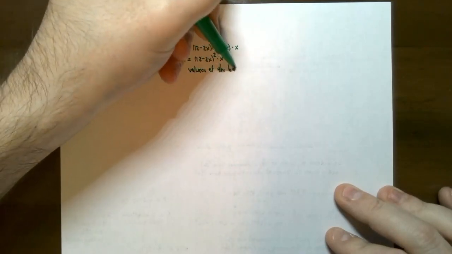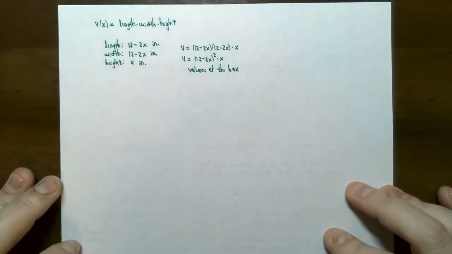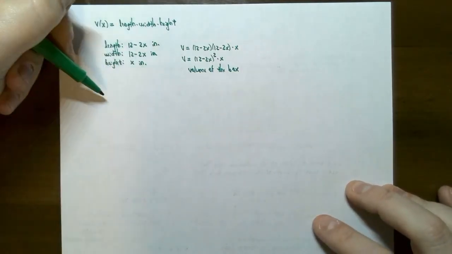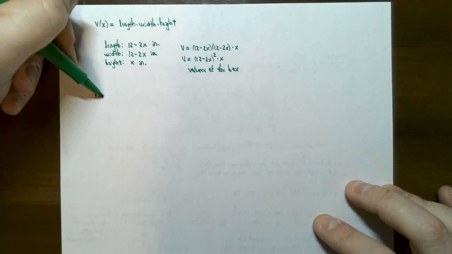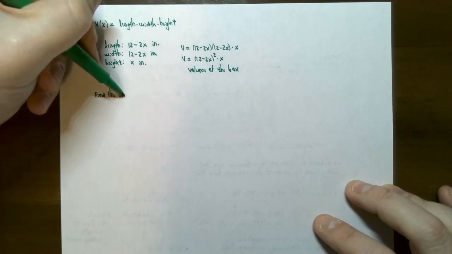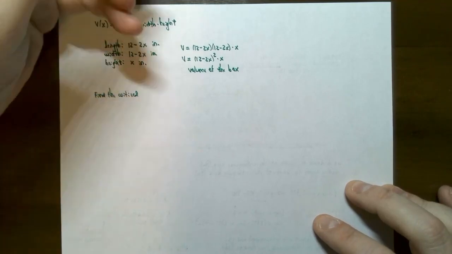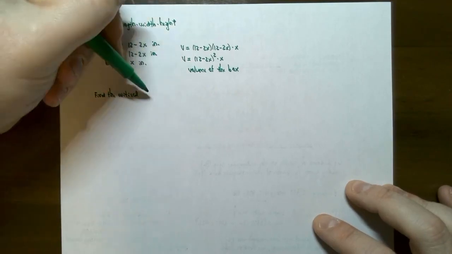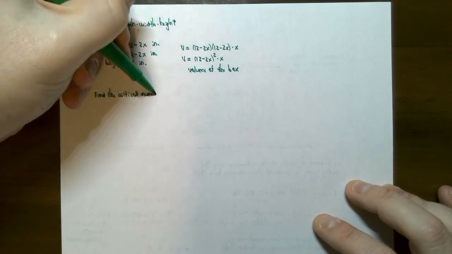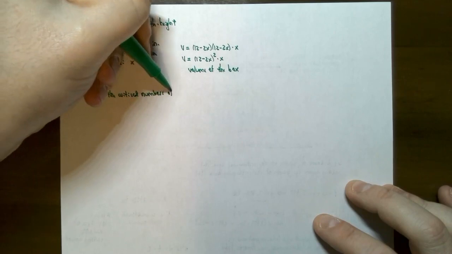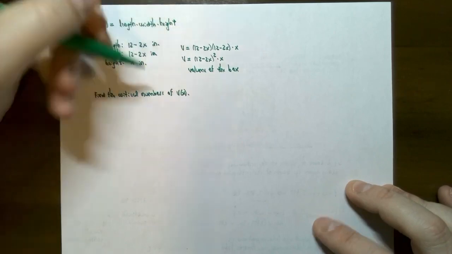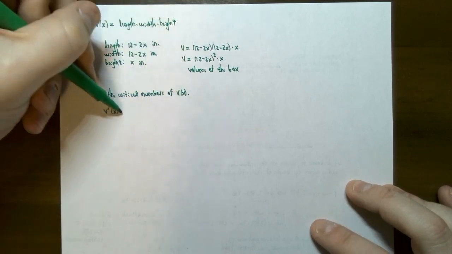Alright, so now the problem is going to proceed just like the last example. We need to find the critical numbers. So we couldn't find the vertex for this function because it's not a quadratic function. So we need to use calculus here. So let's find the critical numbers of the volume by finding the derivative, first derivative.